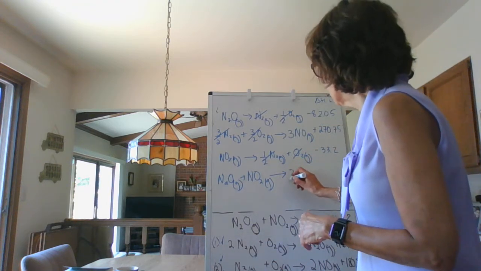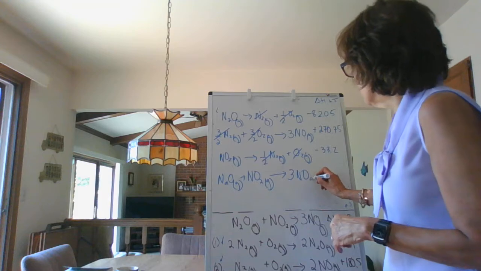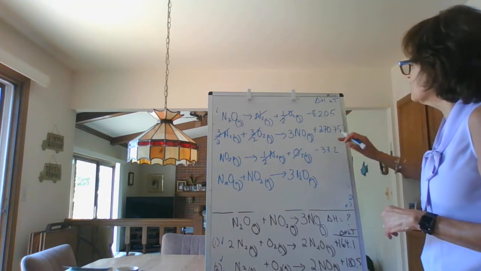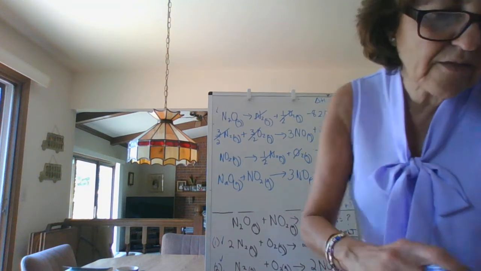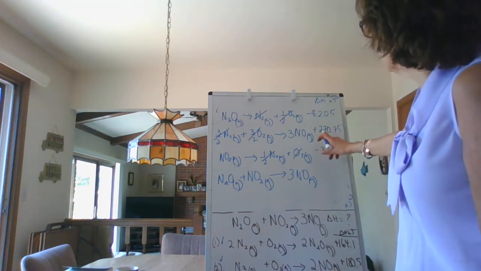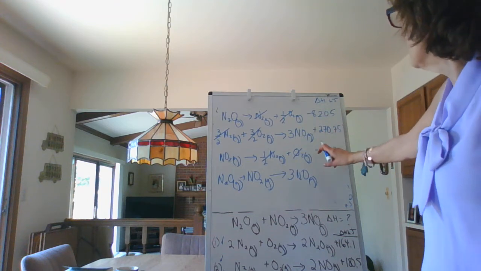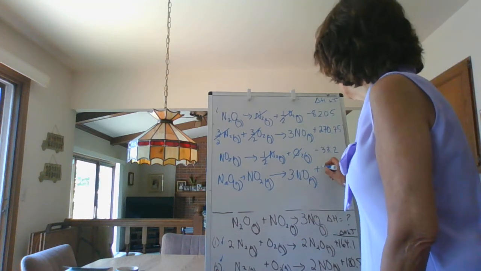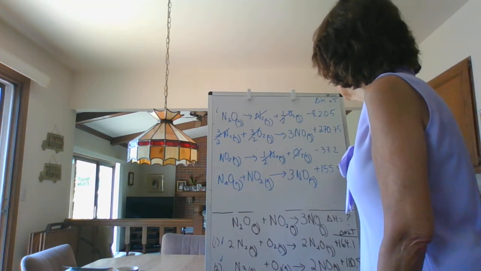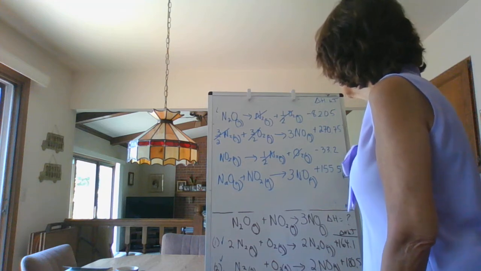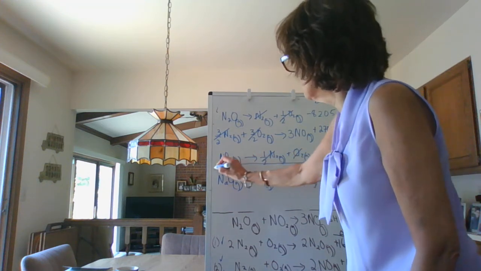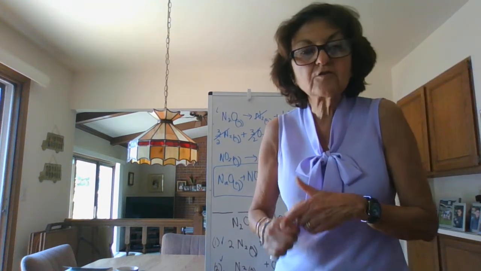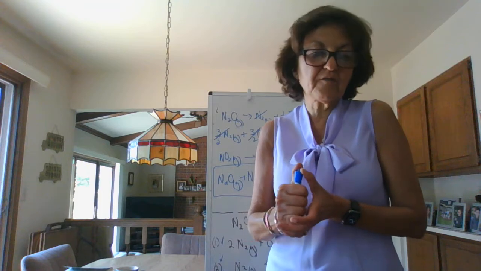And then this becomes 3NO. So we already know that these have been manipulated right. We already know that they have all the correct signs, and you add them up, minus 82.05 plus 270.75 minus 33.2, add them, and you end up with positive 155.5 kilojoules. So this is an endothermic reaction because we ended up with a positive value, and that is how to do this interpretation of Hess's law.